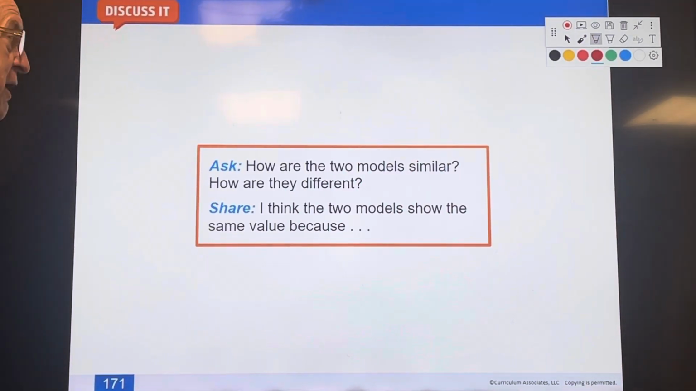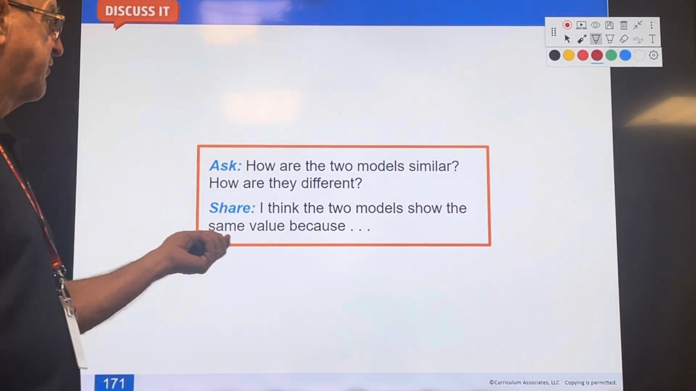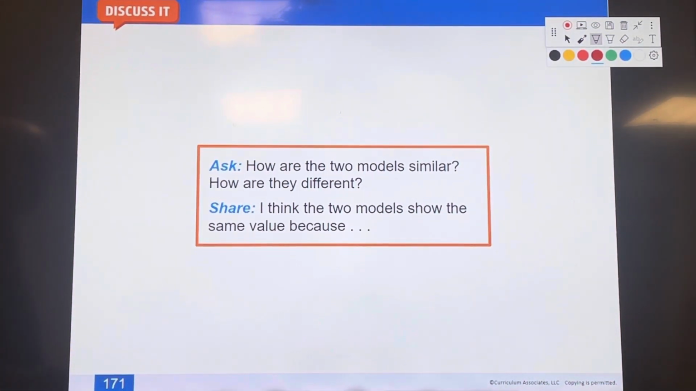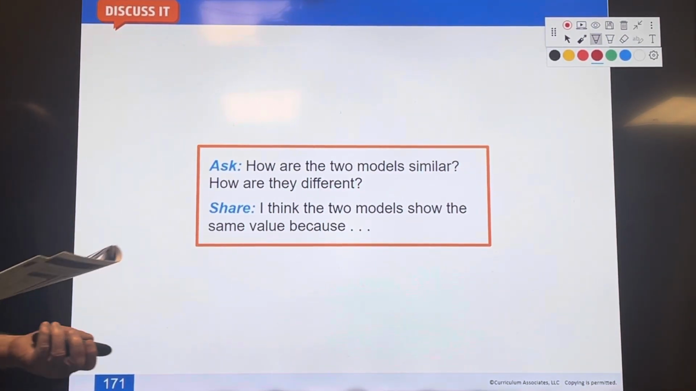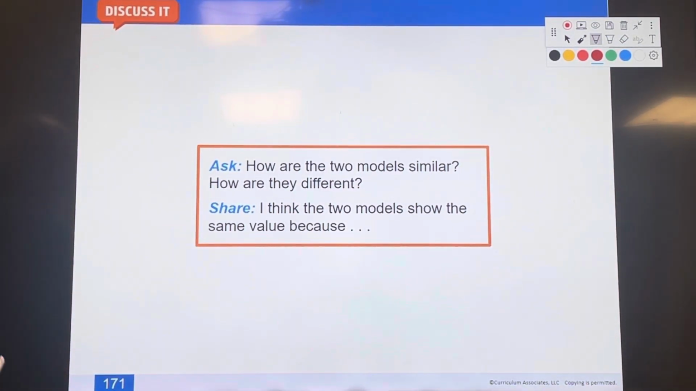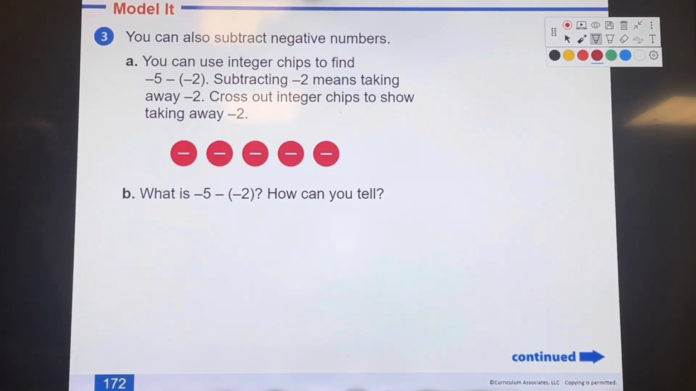All right, how are those 2 models similar? Well, one way they're similar is that they both start with 5 positive chips. The first one, we had the 5 positive chips and we just crossed out what we were going to spend. The second one, we added zero pairs. You can share with your partner, I think two models show the same value because, and then tell them why you think they show the same value. They both started with 5 positive chips, and they both end up crossing out 2 of those positive chips. All right, we can also subtract negative numbers, right?